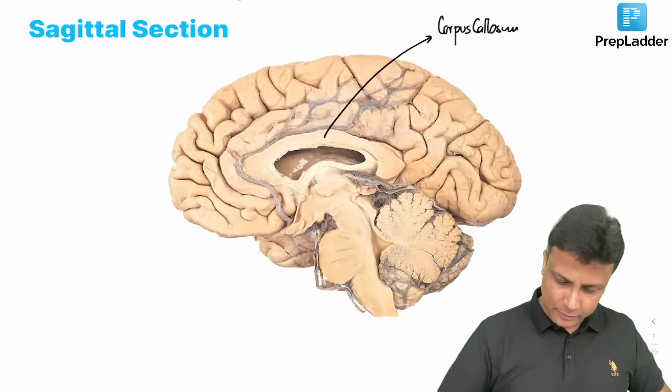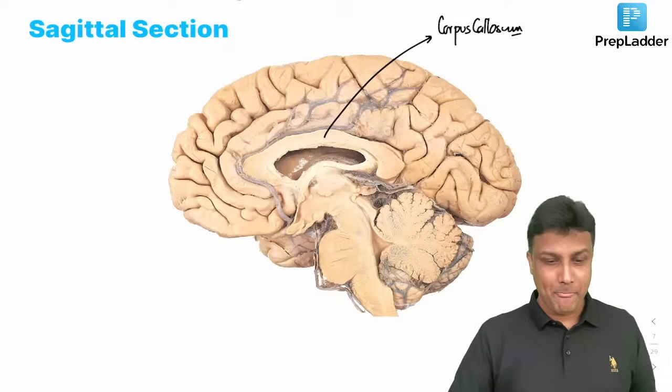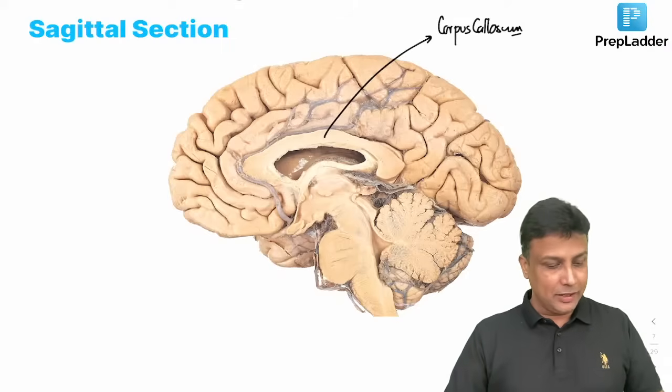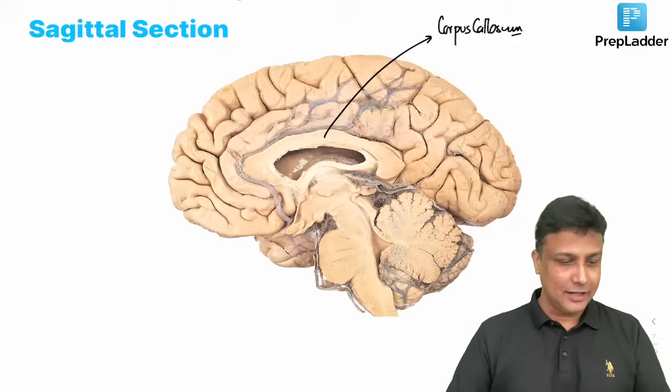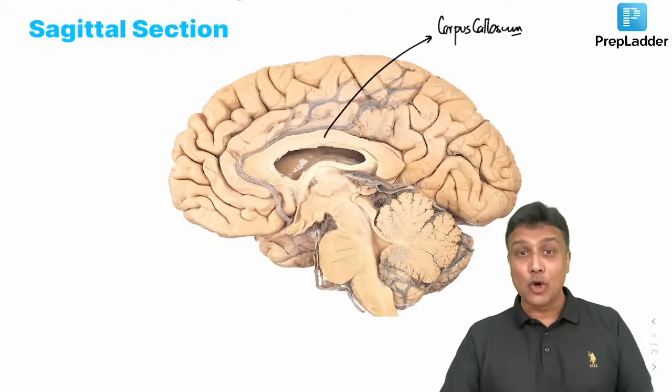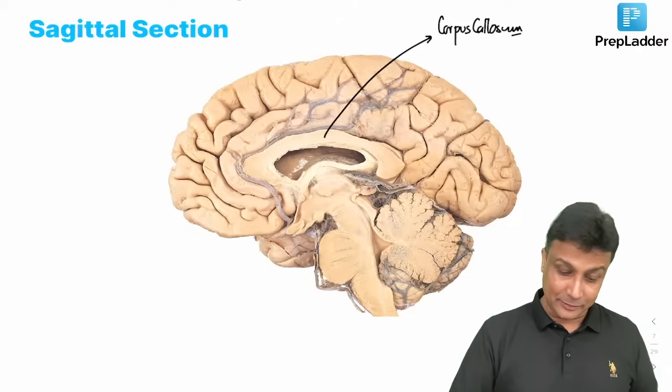Now, my dear friend, how many parts do you have in the corpus callosum? There are 4 parts in the corpus callosum: rostrum, genu, body, and the splenium part.